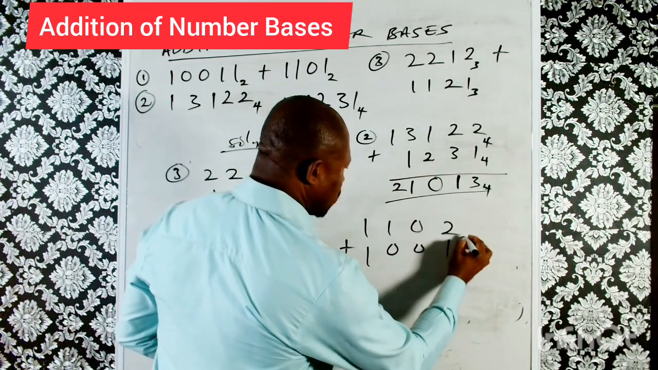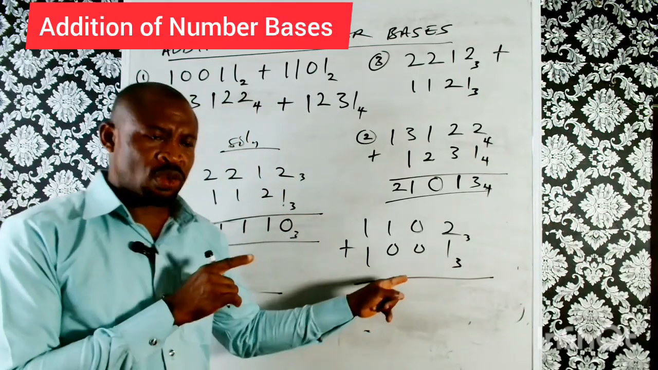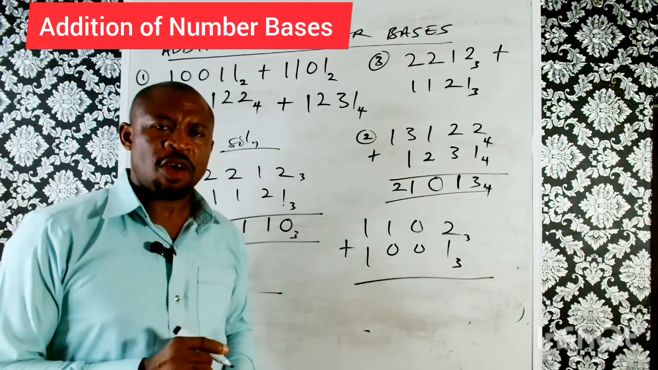Now, if you understood this work, please, why not do this for me? Base 3. This one is base 3. This one is base 3. Add these two. I want to get the answer to this in the comment section.